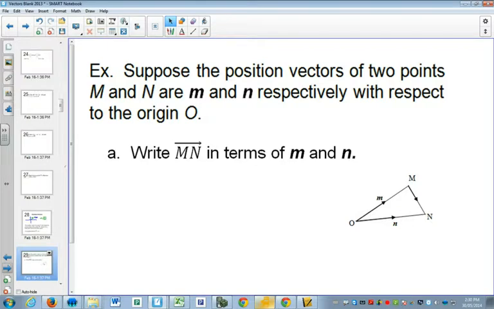So we got two position vectors, m and n. Here's the origin. M is some point over here, n is some point over there. Imagine that's the origin. And you want to write m to n in terms of the position vectors m and n. And this is going to connect to our adding and subtracting before. If I wanted to start at m, and I wanted to get to n, but I have to use my position vectors to get there, how could I do that?